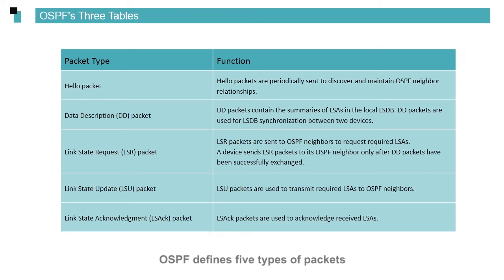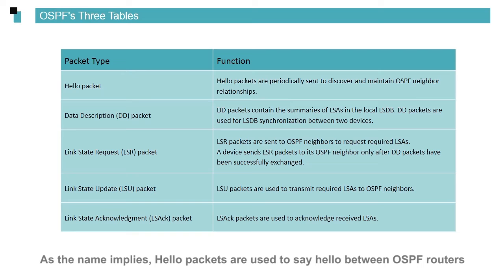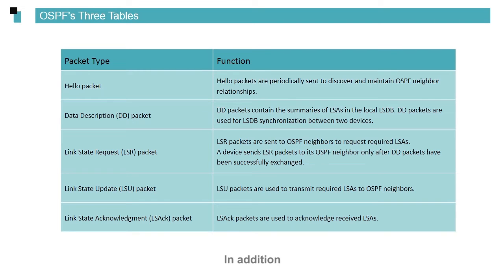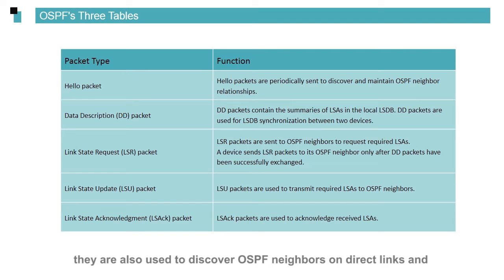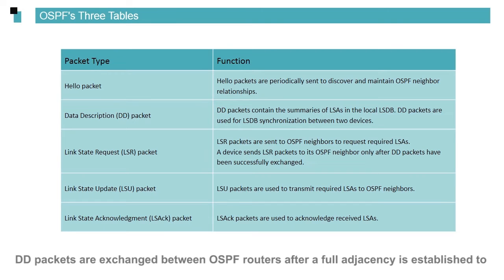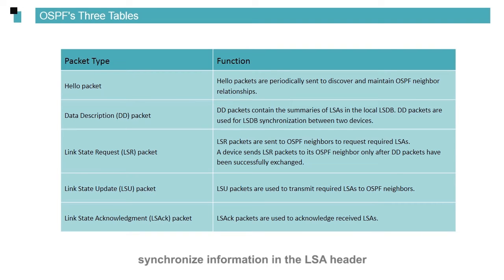OSPF defines 5 types of packets. The first type is hello packet. As the name implies, hello packets are used to say hello between OSPF routers. In addition, they are also used to discover OSPF neighbors on direct links and establish OSPF neighbor relationships. Lastly, they are used to keep the neighbor relationships alive. The second type is database description, DD packet. DD packets are exchanged between OSPF routers after a full adjacency is established to synchronize information in the LSA header.